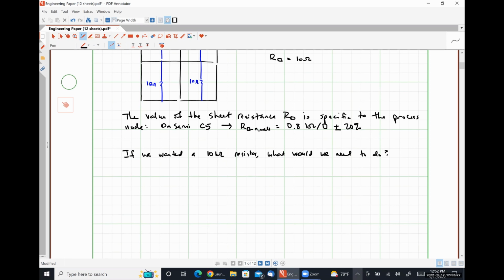Any thoughts? This isn't supposed to be a hard question. Just change the length and the width, multiply it to 10, because that's the factor you can change. Right, so if we wanted a 10 kilo ohm resistor made with N well, we would need to put some number of squares in series, right?